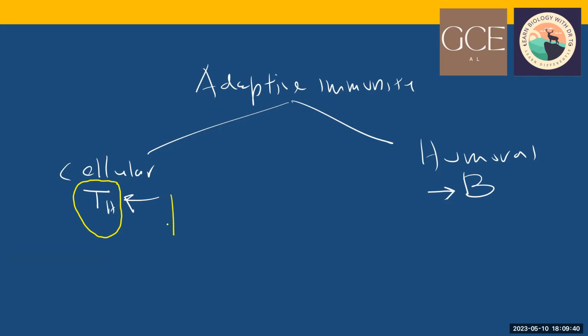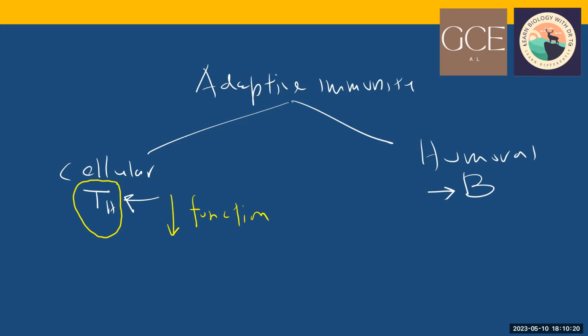Now, T cell main function. What is the main function of T cells then? Can T cells kill the pathogen? No. Can T cells make antibodies? No. Can T cells do phagocytosis? No. So T cells can't do anything. Then why are T cells important, and what is the exact function of T cells? We should clearly understand.